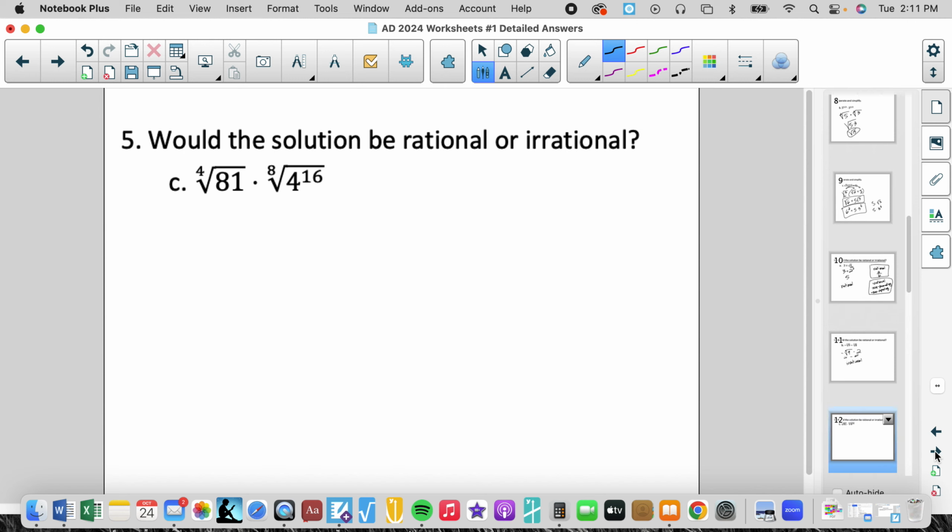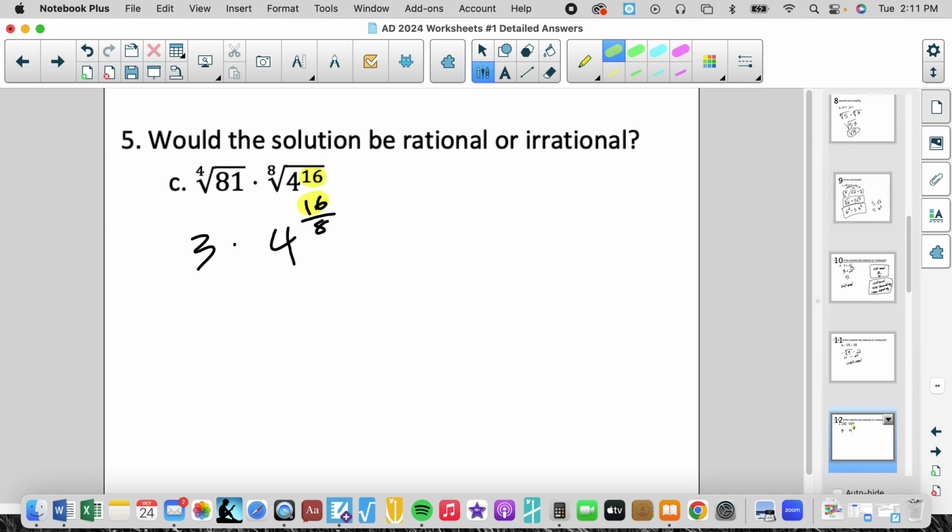So we have the fourth root of 81, which I'm pretty sure is going to be 3, because 3 to the fourth equals 81. And ooh, look at that. Let's write this. Let's convert that to 16 over 8. The numerator is the power.